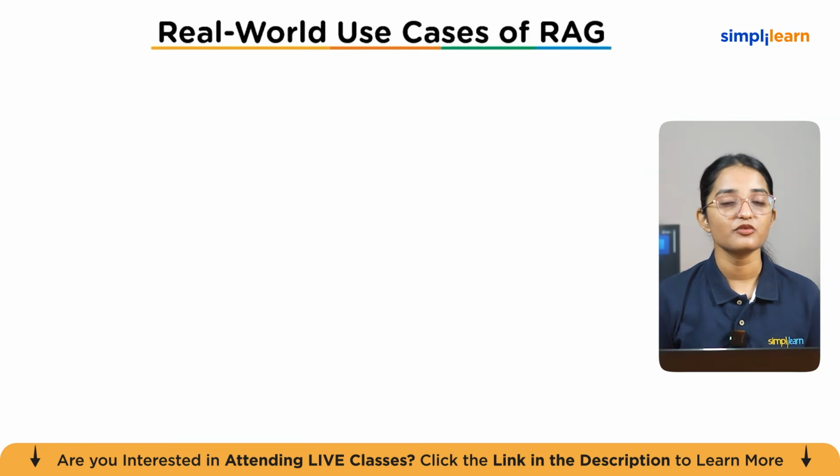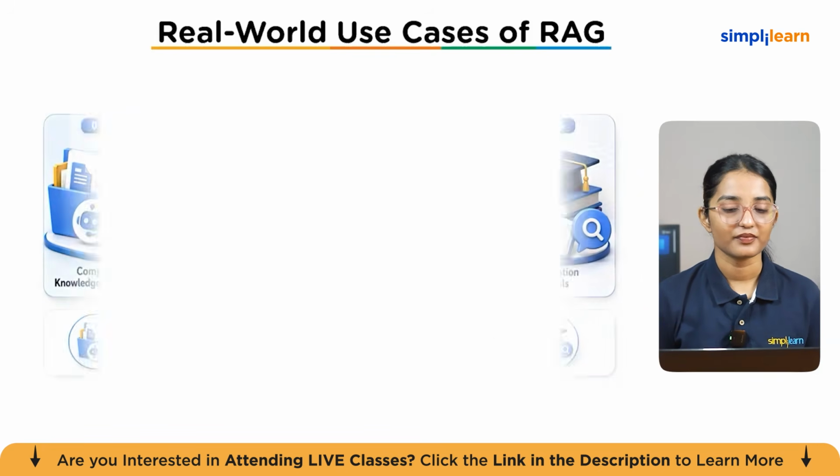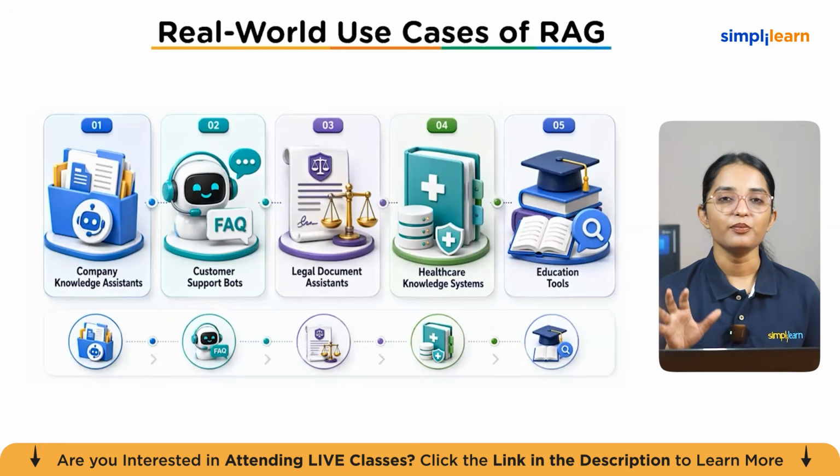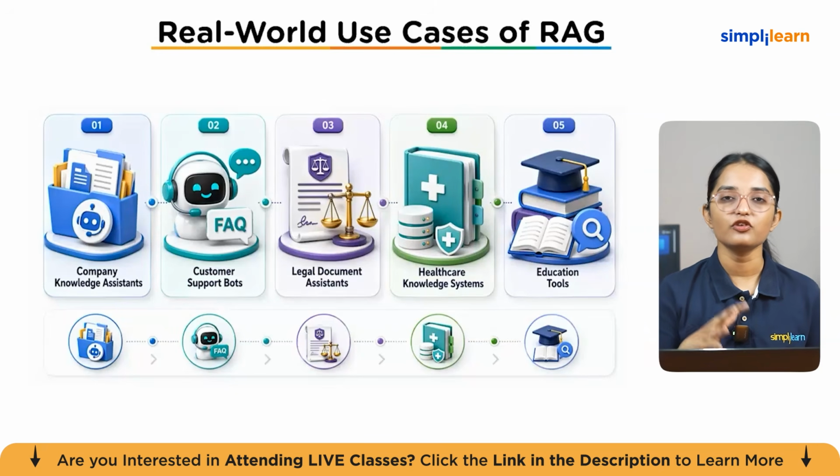Now let's talk about some real world use cases of RAG. Where do we actually use this? A lot of places, obviously. First one coming is company knowledge assistant. Now, employees ask questions from internal documents. Customer support bots, answers are pulled from FAQs, policy docs, and manuals. Then we have legal document assistant. These are useful for contracts, clauses, compliance, and agreements.